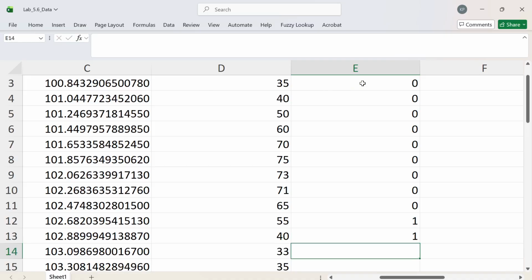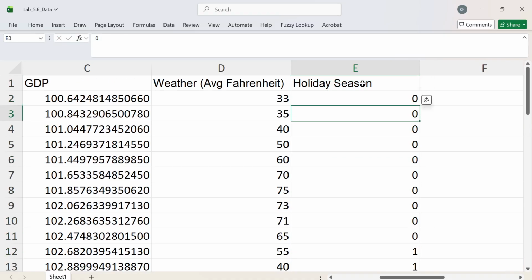You can see holiday season is an independent variable, but the difference between holiday season and weather and GDP is that holiday season is a dummy variable, and you can see 0 or 1. When we use 0 or 1, it is categorical, but weather and GDP are independent variables that are numerical and continuous. This is the difference between them.